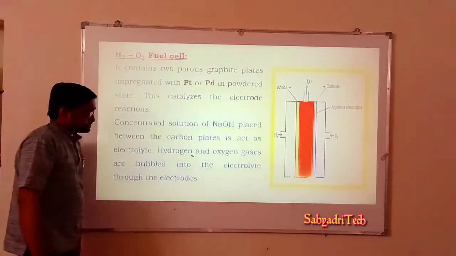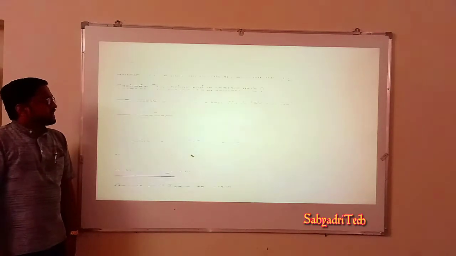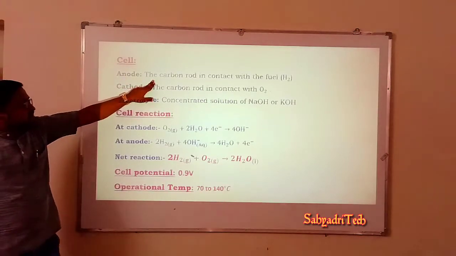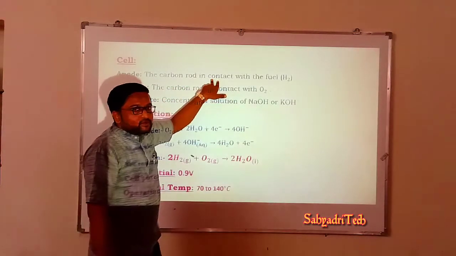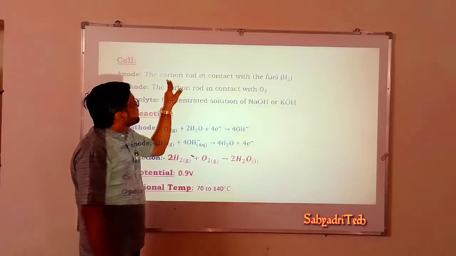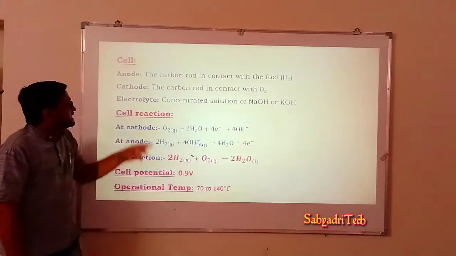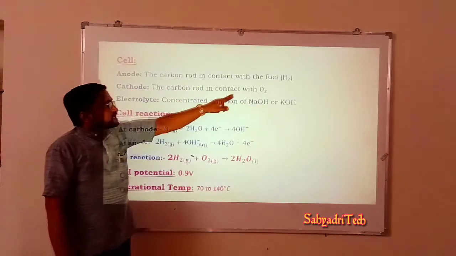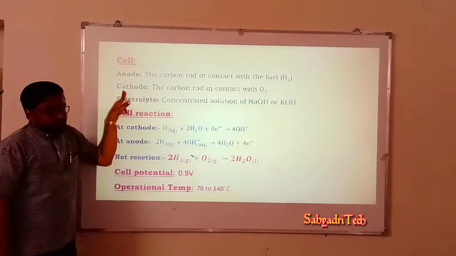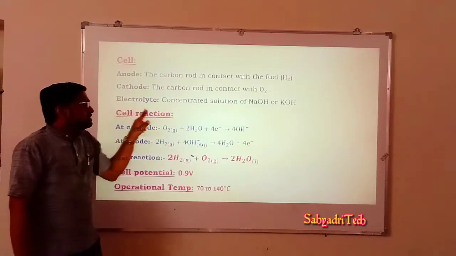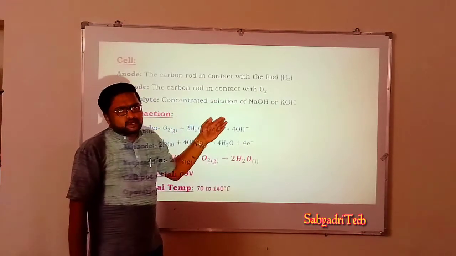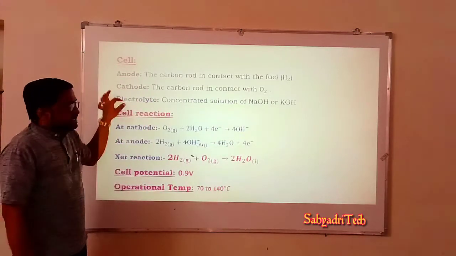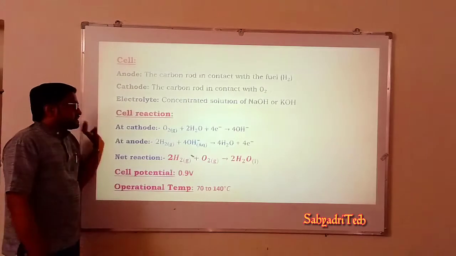When we pass the gases, what happens? What is the anode here? The carbon rod through which we pass the fuel, that is, the rod in contact with hydrogen gas, acts as the anode. What is the cathode? The graphite rod in contact with oxygen acts as the cathode. And the electrolyte is a concentrated solution of sodium hydroxide or potassium hydroxide. So anode, cathode and electrolyte, that is regarding the cell. Coming to the cell reaction.